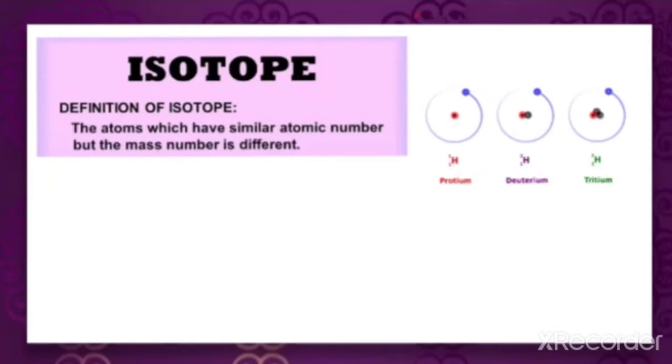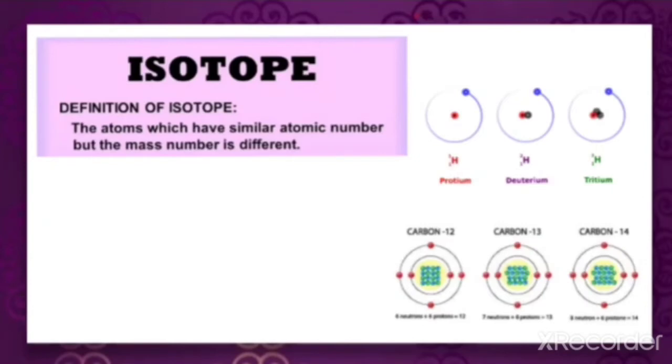Let us take another example, that is carbon. Carbon in nature exists in the form of C12, C13, C14. You are already familiar with C12, the carbon 12 isotope, which is taken as the reference in finding the relative atomic masses of other elements. Carbon 12, carbon 13 and carbon 14 are all isotopes.